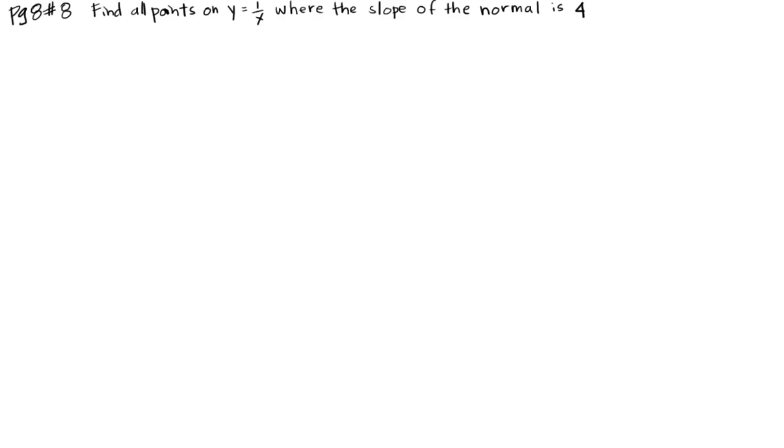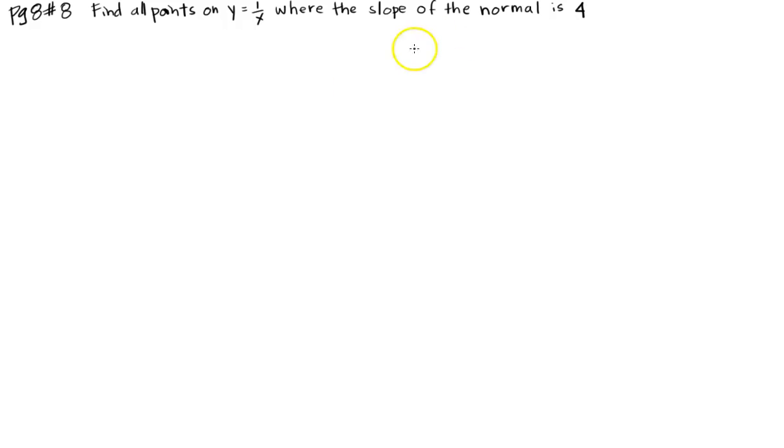Okay. This is on worksheet number 2, page 8, question number 8. It says, find all points on the function y equals 1 over x, where the slope of the normal is 4. So, this is kind of an interesting question. I think the best way of going about it is drawing a diagram. I think to really understand what you're trying to find, the best thing to do is go with that.